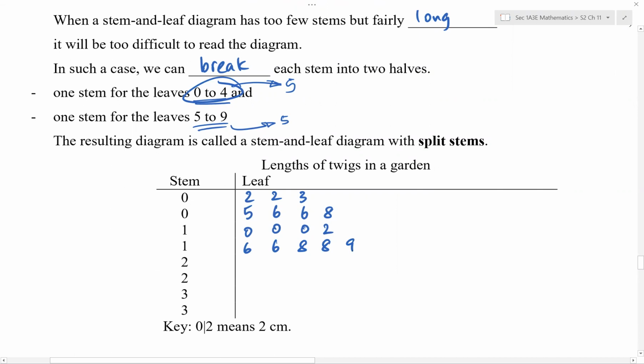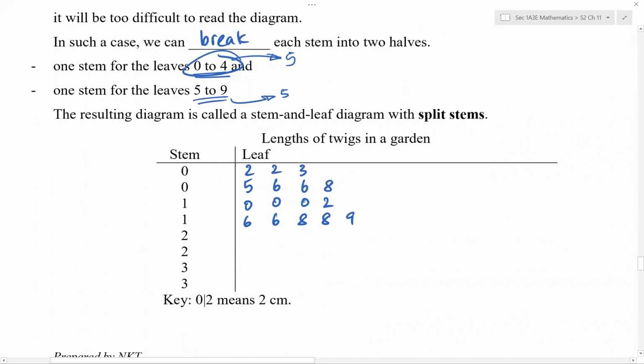And notice that when you draw the leaves, put them neatly in proper columns, because the shape of the distribution is important for our description of the diagram. So you carry on with this. For the 2s, we have 0, 0, 1, 2, 3, 3.